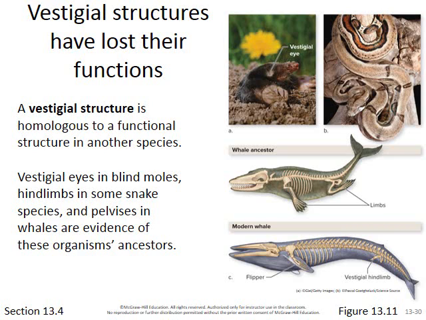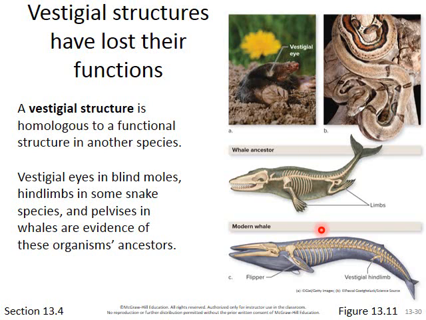Vestigial structures are ones that have been lost, or their functions have been lost. A vestigial structure is homologous to a functional structure of another species. So when we look at the eyes of a mole, yes, they're still there. They're very tiny. They're not all that functional because a mole does not need them, does not use them. It's underground all the time. It's using other senses. So they're still there, but very small and considered vestigial.